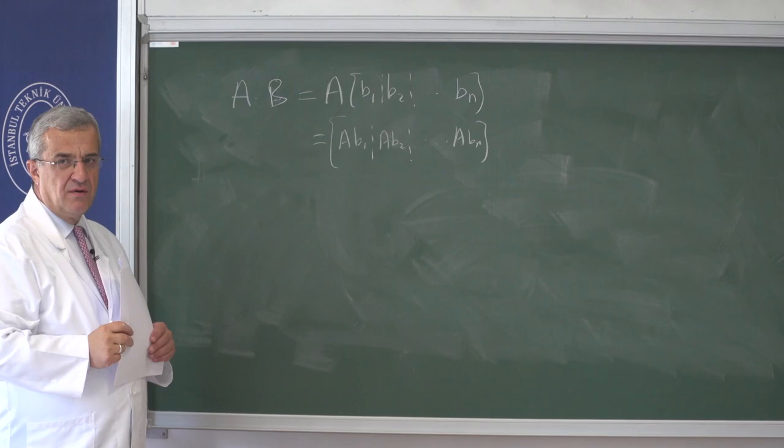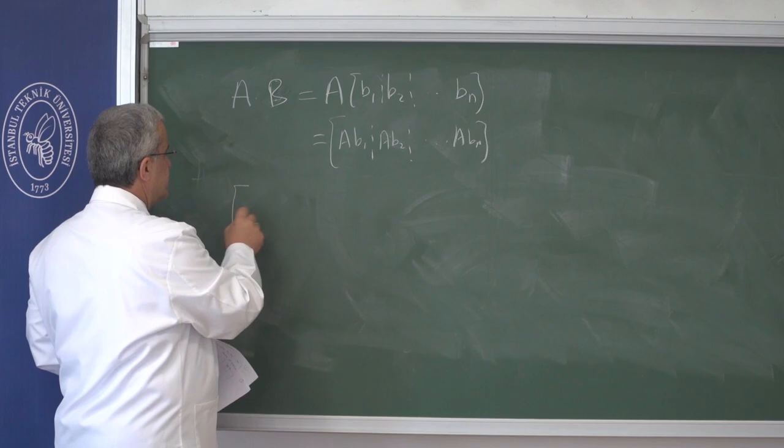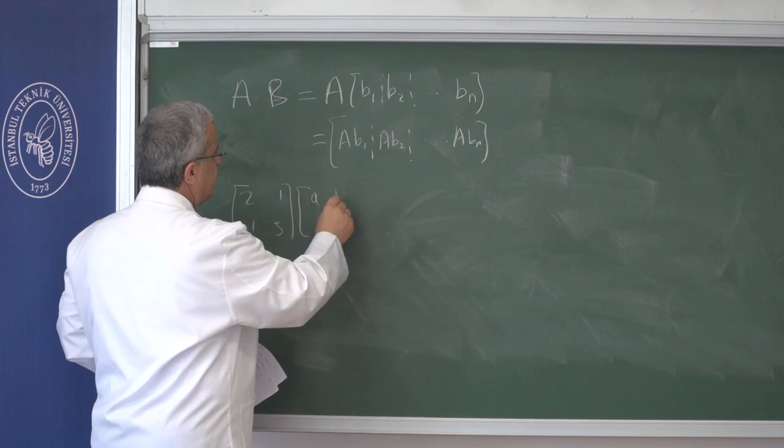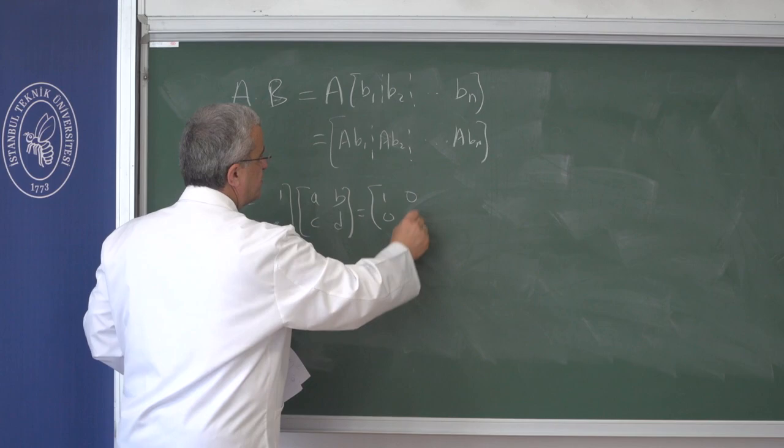For example, let me just immediately give you an example. Let's say I have a matrix 2, 1, minus 1, 3. And I would like to find another matrix, let me call it A, B, C, D, such that this is 1, 0, 0, 1. Okay? I want to solve this.